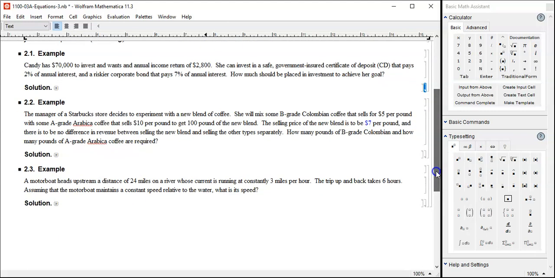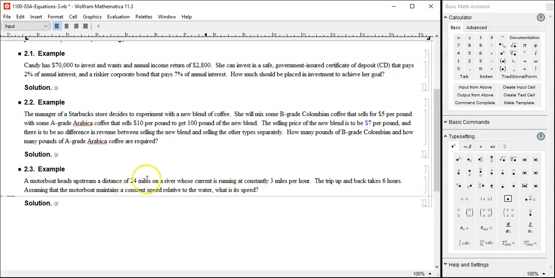Now let's go to a little bit harder problem here. A motorboat heads upstream a distance of 24 miles on a river, whose current is running at a constant 3 miles per hour. The trip up and back takes 6 hours, assuming that the motorboat maintains a constant speed relative to water. What is the speed? That's the question. Oh, that's a little bit harder.